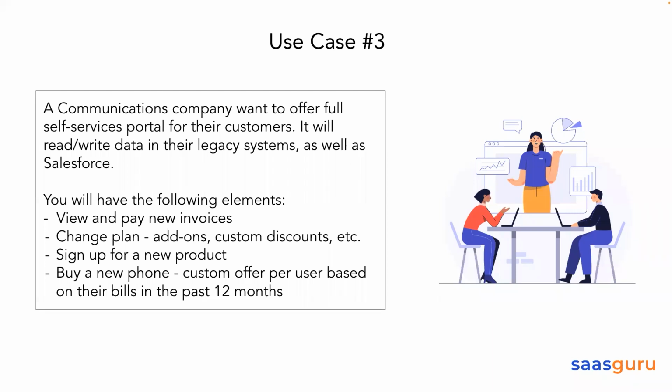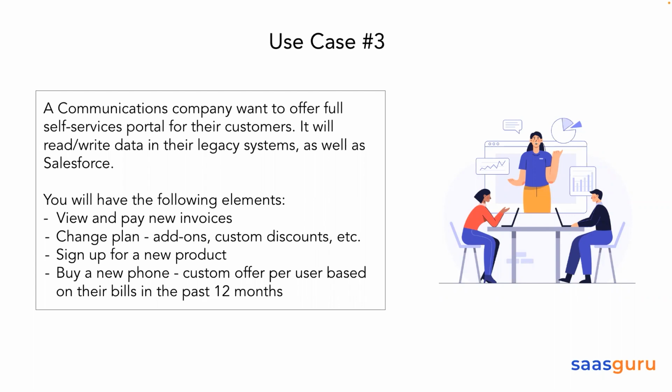You can sign up for a new product, purchase a new phone, and get a custom offer for yourself based on the bills that you had in the past 12 months. So what is your discount going to be? What free phone can you get? So all of this can be done with OmniStudio. For some custom offers and some very custom and specific things, you're going to need to use the business process engine, which is not OmniStudio. It's another add-on to Salesforce that, used together with OmniStudio, makes OmniStudio super powerful. But we're not going to be talking about it today because it will be another hour.